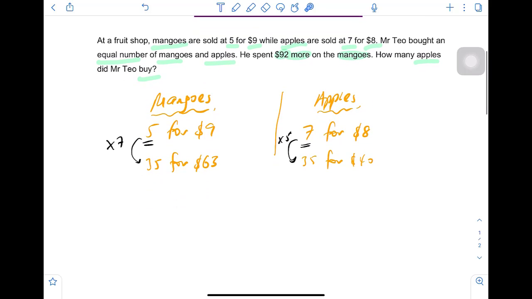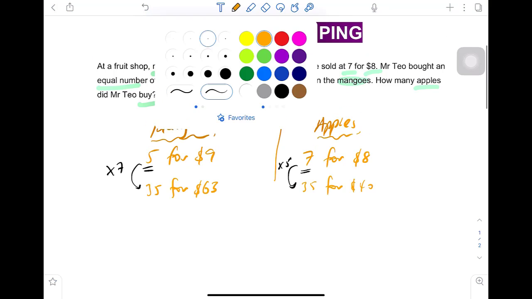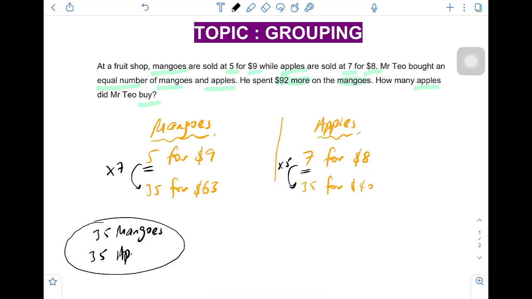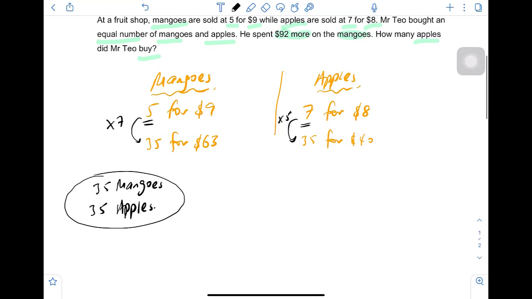Okay, so how many apples did he buy? What we can do now is to group the apples and mangoes in one group. So in one group alone, we'll have 35 mangoes and 35 apples. Now if you buy 35 mangoes and 35 apples, the difference in cost will be 63 minus 40. So in one group alone, the difference in cost is already $23. But I need the difference to be $92. So how many of such groups do I need?